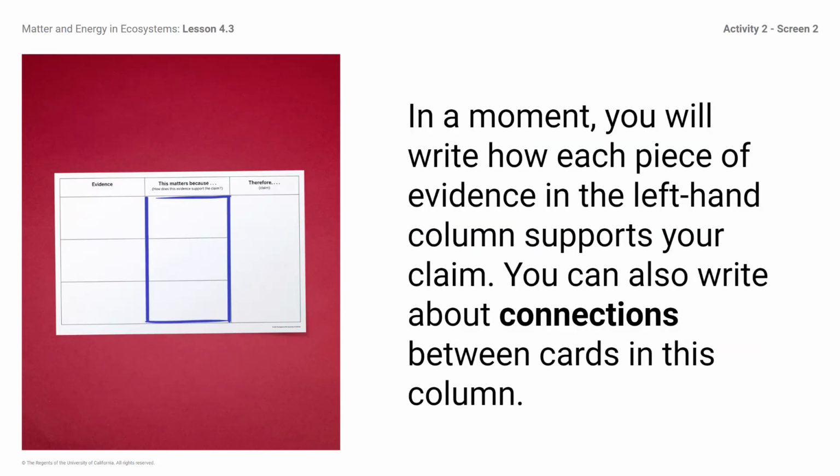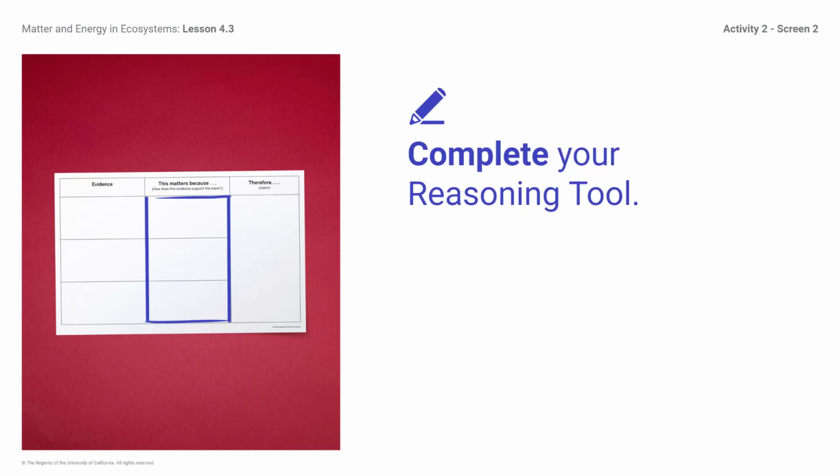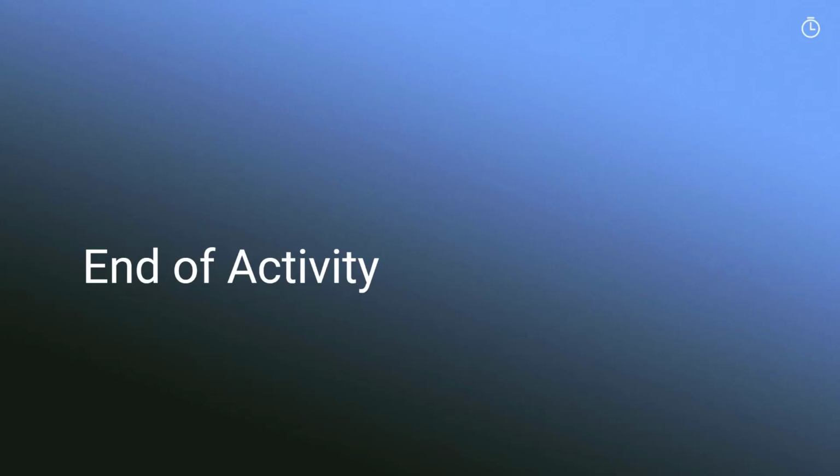In a moment, you will write how each piece of evidence in the left-hand column supports your claim. You can also write about connections between cards in this column. Complete your reasoning tool. End of activity.